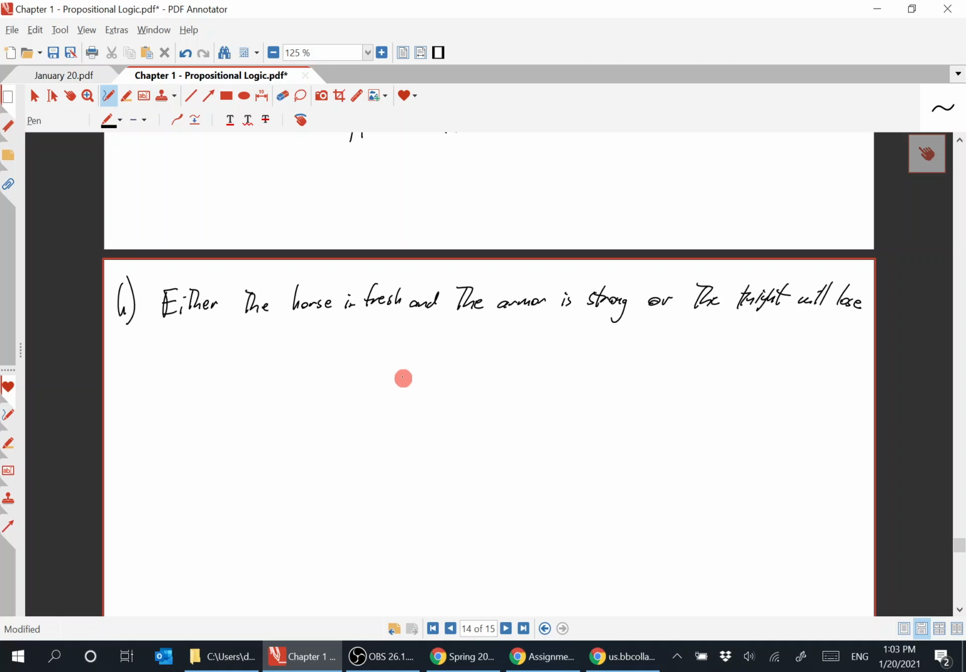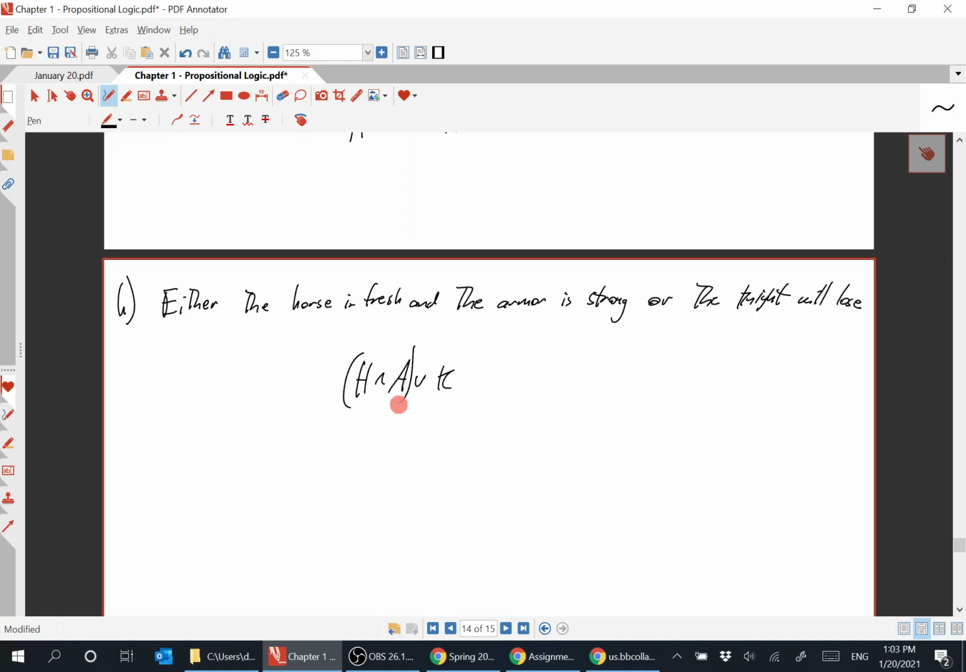Right? So we have H and A or K. But you can't write that, right? That's ambiguous. You need to either have the parentheses on the H and A or on the A or K. Where does it go? Around the H. H and A.